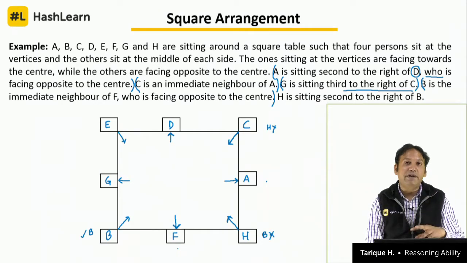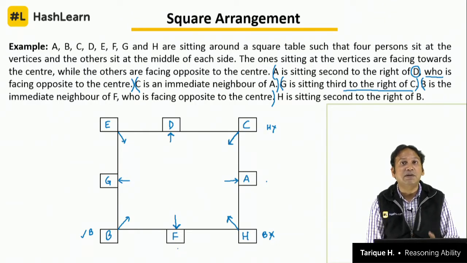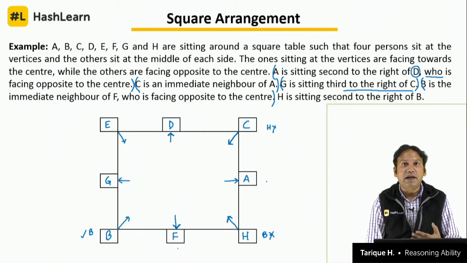So clues can be given in two ways. You can say that A is sitting at one of the sides, or I can say that A is facing opposite to the center. So the way we relate between the clues, keeping in mind the initial information given to us, is very important while solving questions on square seating arrangement.